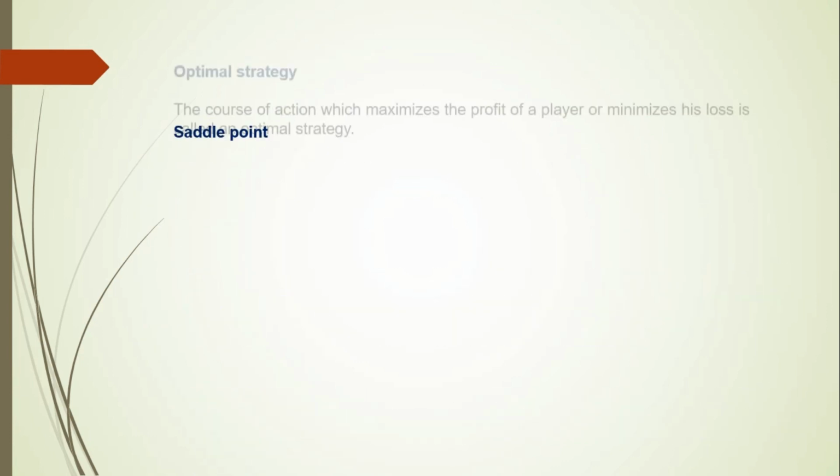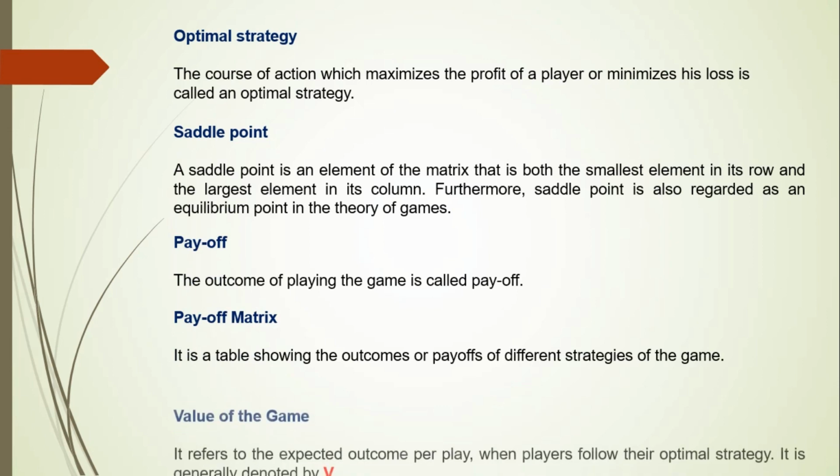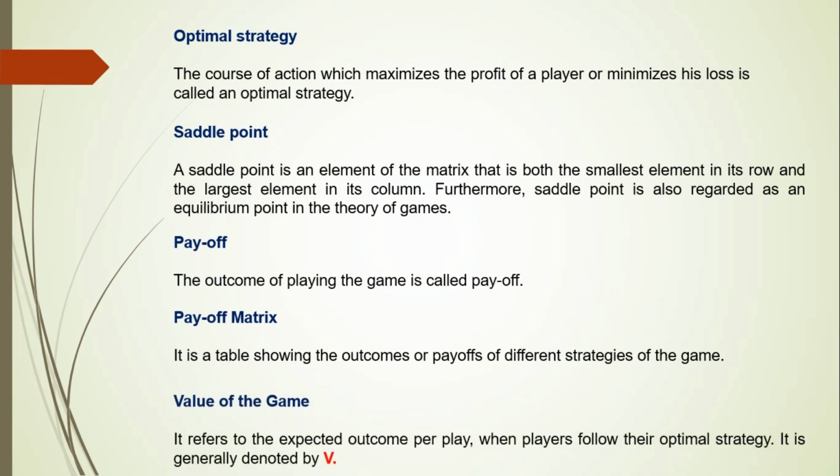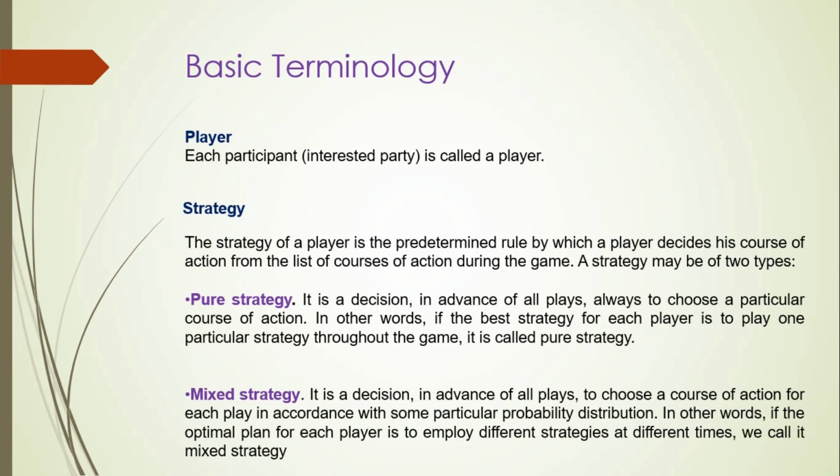There are some basic terminologies which we are supposed to know before entering into the game theory sums. The first one is player. So who is a player? A player is a participant. The one who participates in the game is called a player. Then strategy, pure strategy and mixed strategy, which we already saw. What is pure strategy? It is the one where the same course of action is chosen for all the games, all the events, by a player. Then it is called pure strategy.